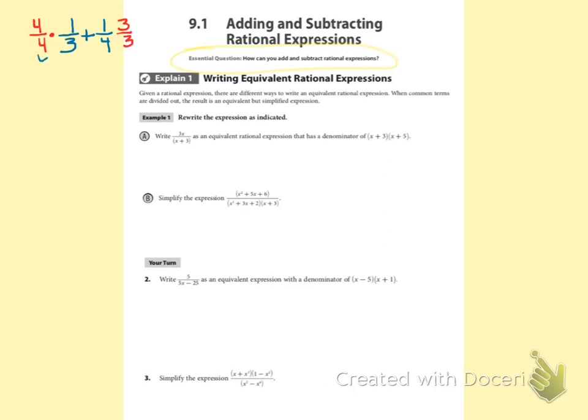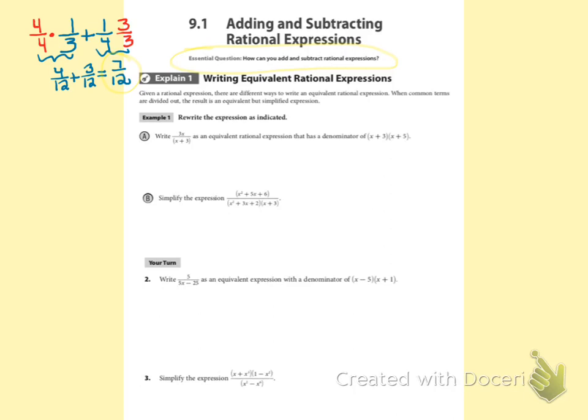That turns this one into 4/12 and the other one into 3/12. Now we are able to add them together by simply adding the numerators, which add up to 7, and the denominator stays the same at 12. If it was possible to reduce, we would, but in this case it's not possible. So we had to get a common denominator.